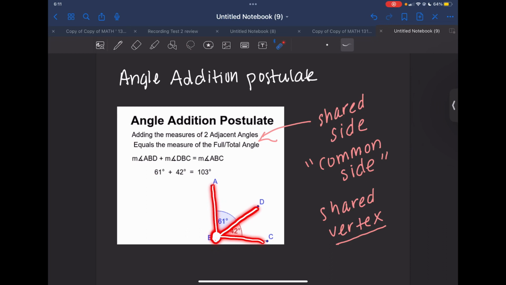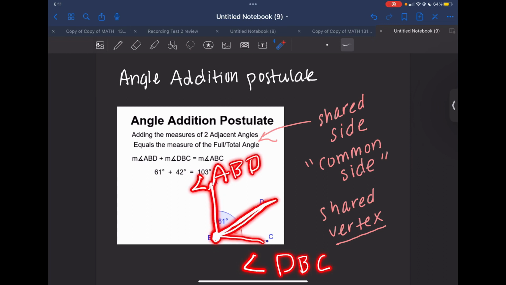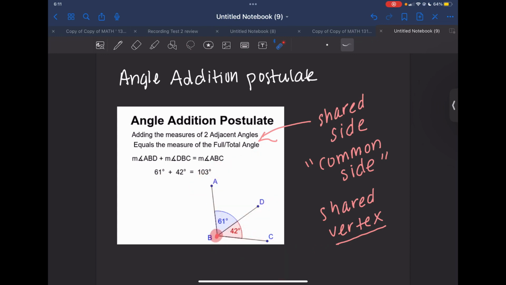So let's go over this quickly. I have angle ABD, and I go A, B, D. That's an angle. And then I have angle DBC, and that goes down to my vertex, which is B, and then out to C. Now all together, I'm going to get angle ABC.